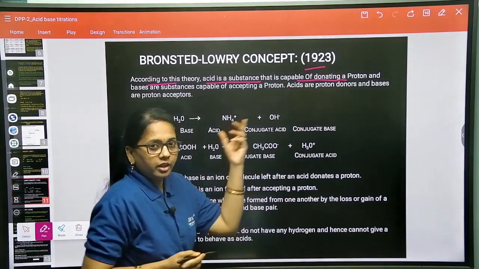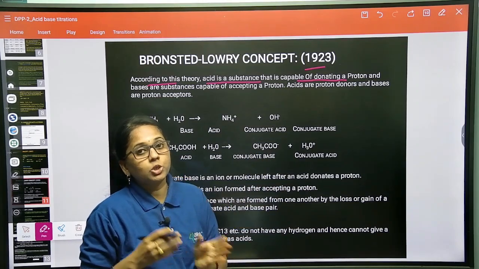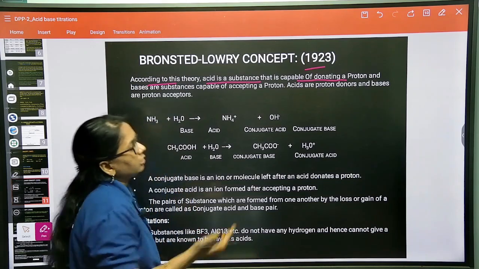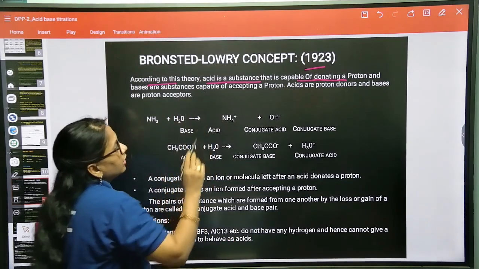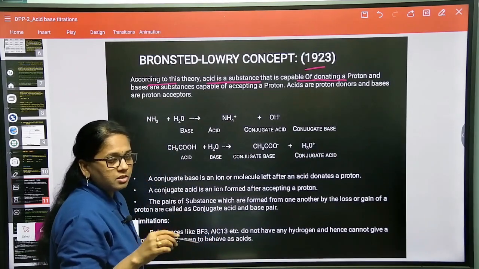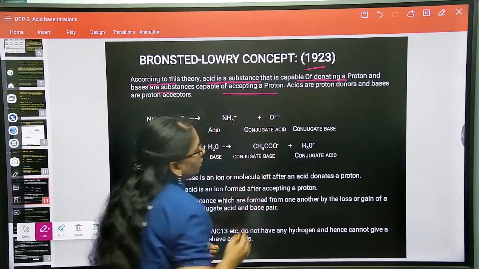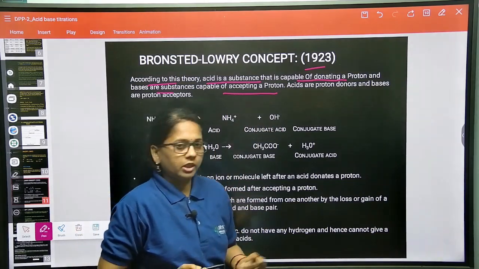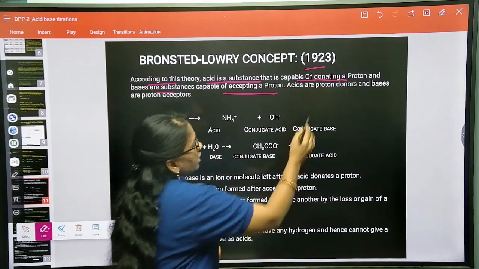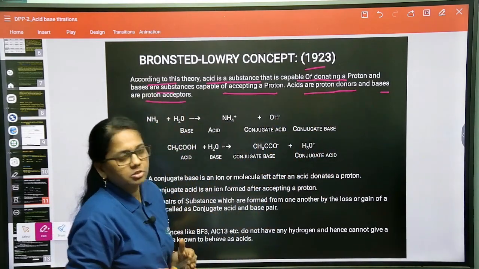Okay. Arrhenius defined acid and base in terms of H plus ions and OH minus ions. H plus ions are also nothing but a proton. Here also Bronsted-Lowry said an acid is a substance capable of donating a proton. That means in case of the acid both are the same, and bases are substances capable of accepting the proton. Okay, here only these two theories differ. So acids are proton donors and bases are proton acceptors. This is the difference.